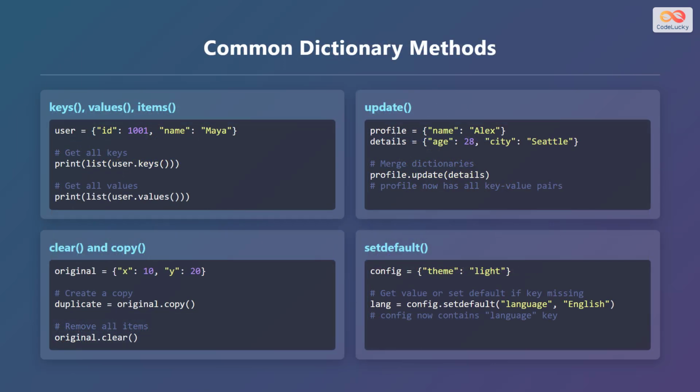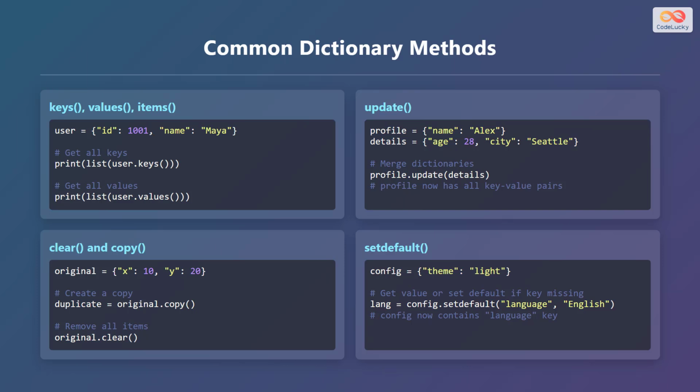Here are some common and useful dictionary methods in Python. The keys method returns a view object that displays a list of all the keys in the dictionary. The values method returns a view object that displays a list of all the values in the dictionary. The items method returns a view object that displays a list of key-value pairs, as tuples, in the dictionary.